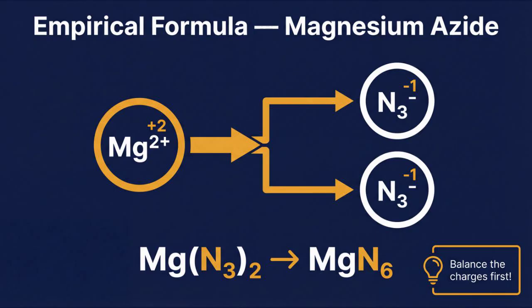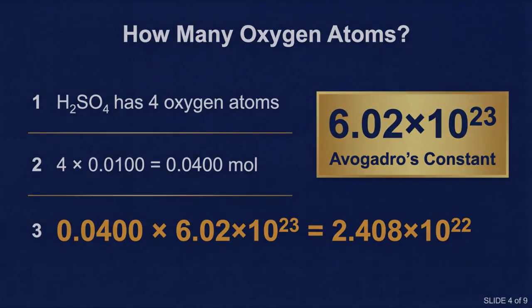Wait, so the empirical formula isn't always the same as the chemical formula? Exactly right. The empirical formula is the simplest ratio. Sometimes it's the same as the molecular formula. Sometimes it isn't. In this case, MgN6 is the simplest ratio because magnesium azide is an ionic compound. Well spotted.